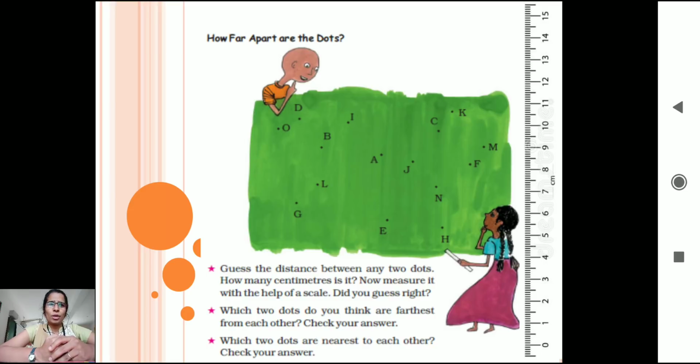And in this new topic, you can see on the screen there are two children thinking about something. What are they thinking about? They are thinking there are alphabets written from A to O, but they have been spread anyhow. Can you see that? Yes. And they are thinking, how far apart are these dots? Okay, so how far they might be from each other because they are randomly placed.